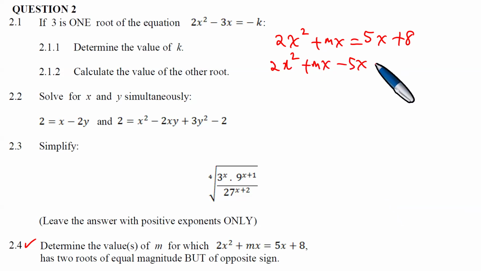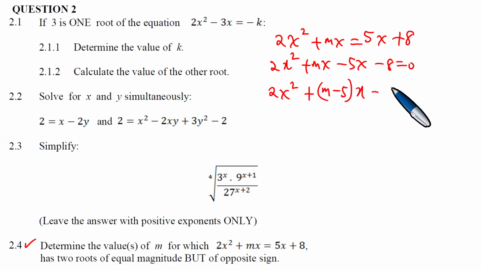Right, we express it first in standard form, and this equals 0, which means we have 2x squared, we have m minus 5x minus 8 equals 0. Then what do you do here? You think we find a discriminant, and then what do we do with the discriminant? I'm giving you a minute. Please try it quickly.